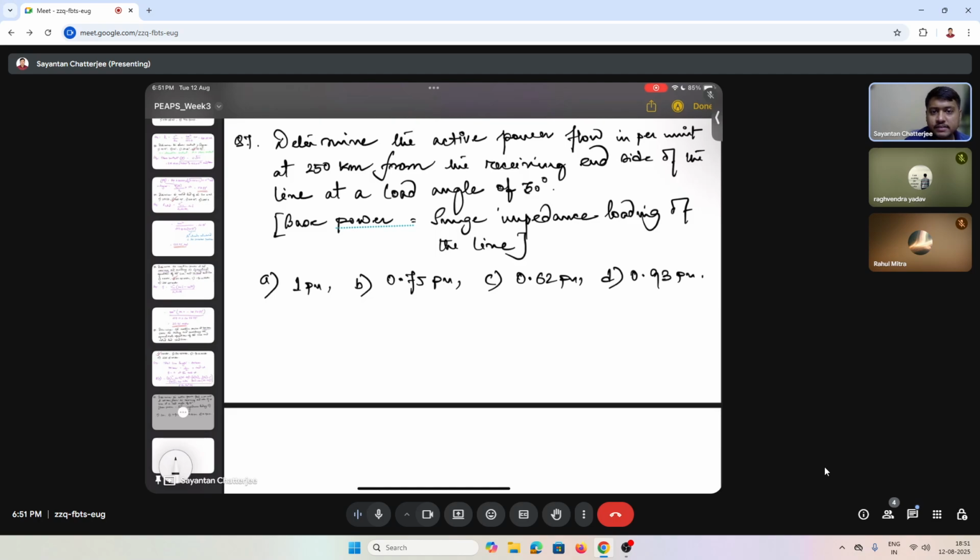So the question is: determine the active power flow in per unit at 250 kilometers from the receiving end side of the line at a load angle of 30 degrees. So base power, and consider the surge impedance. So that is the last step.